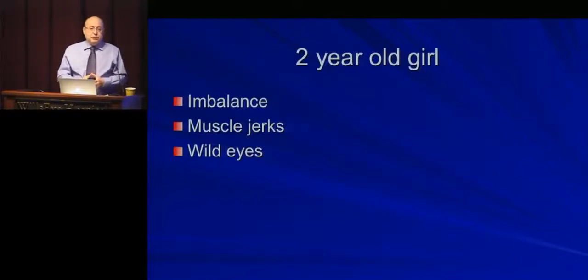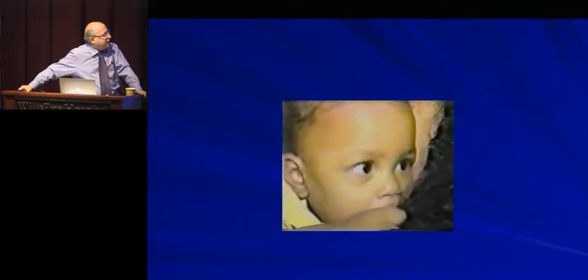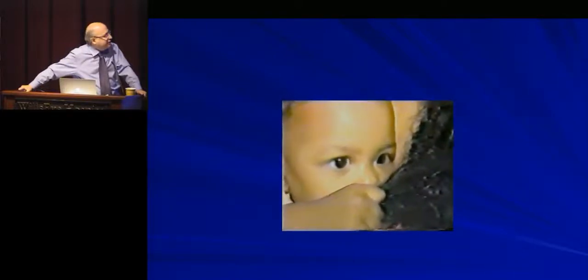Here's a 2-year-old girl, presents with imbalanced muscle jerks, and her eyes are wild. And so you take a look at her, and you can look at her eyelids also going wild. She has saccades, rapid eye movements in all directions, not rhythmic. It's not like a beat of a drum or anything. It's just lack of suppression of saccades going in all directions. This is opsoclonus. Okay? She has a neuroblastoma. She gets treated, and about a year later, you'll see her improved. Much better there, right? Okay.